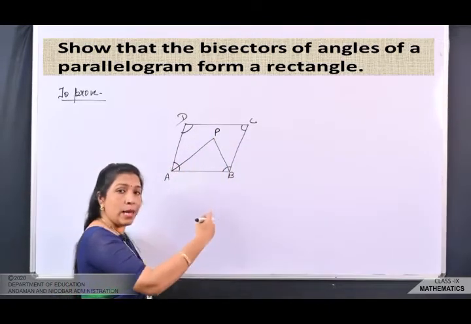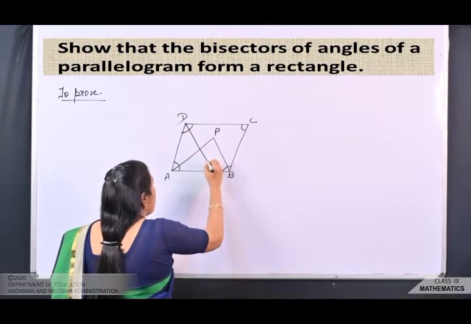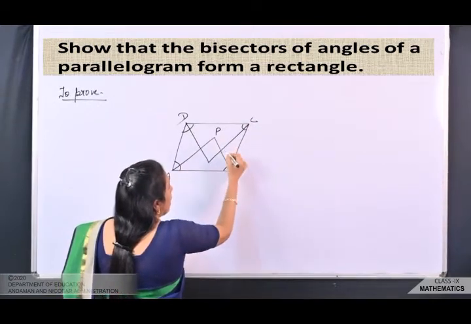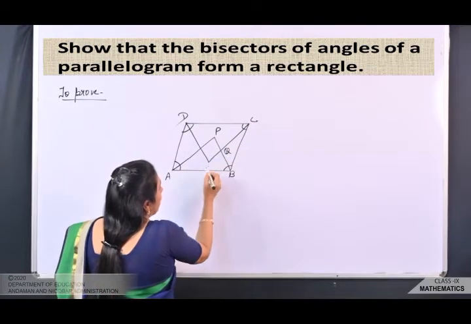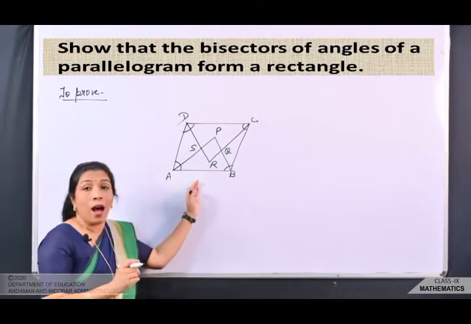Similarly, we have the angle bisectors of the other two also. So let this go this way and this come this way. Let's name it P, Q. Let this be your R and let this be your S. So this is our diagram.